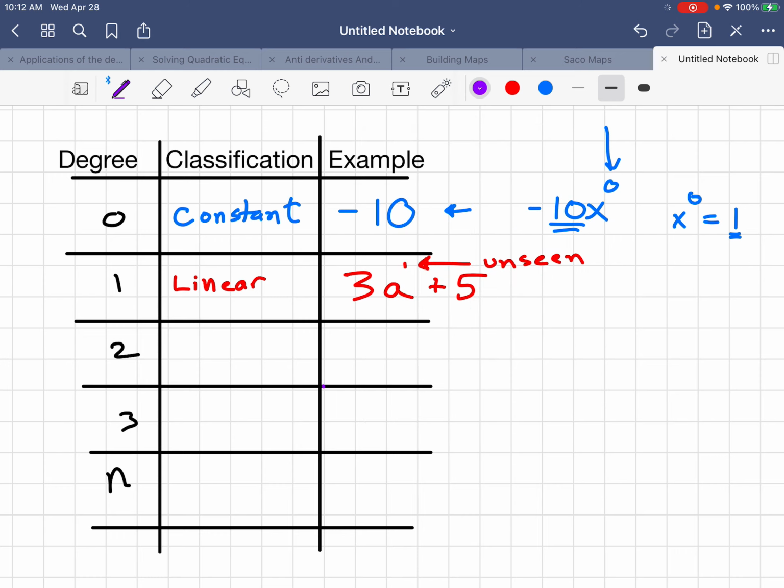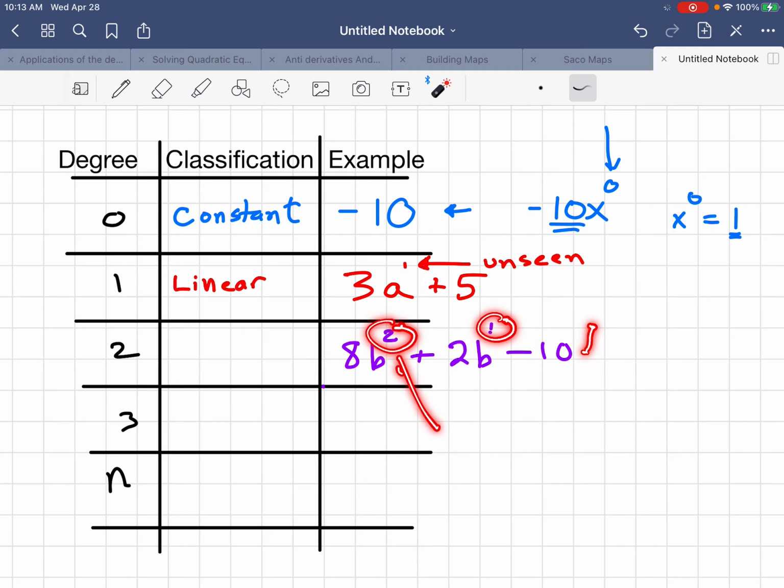Degree 2, let's go 8b to the second plus 2b, again, unseen 1 here, and then minus 10. First of all, we have three terms. The exponent here is 0, the exponent here is 1, the exponent here is 2. This is the degree, the highest exponent. If the degree is 2, we are calling that a quadratic.